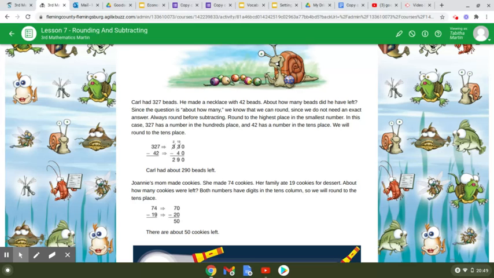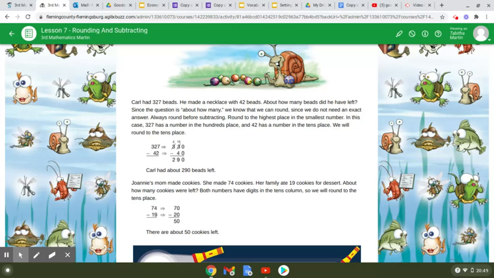It says Carl had 327 beads. He made a necklace with 42 beads. So he has 327 beads in all. Okay. And then he made a necklace which had 42 beads on it. Okay. So one necklace, 42 beads. So about how many beads did he have left?